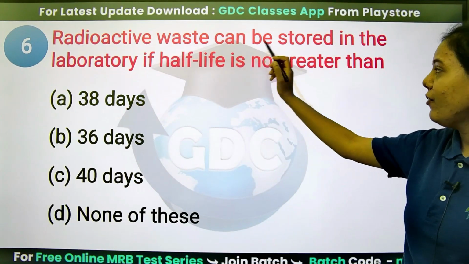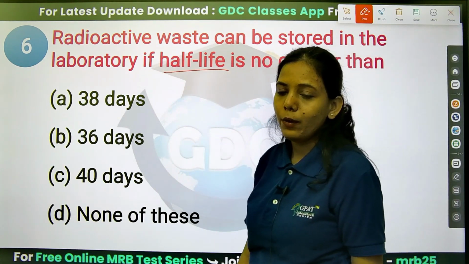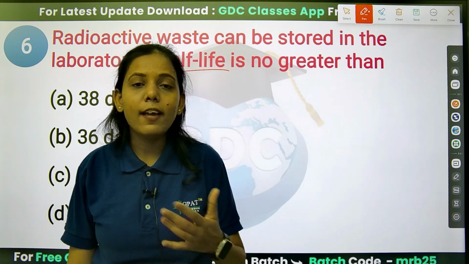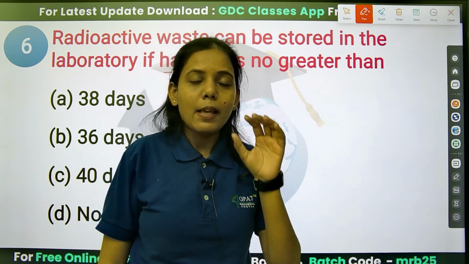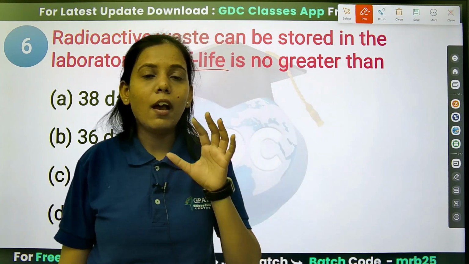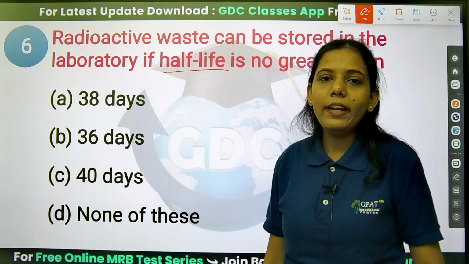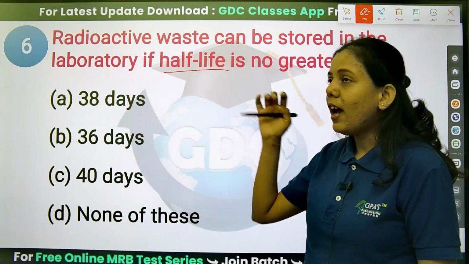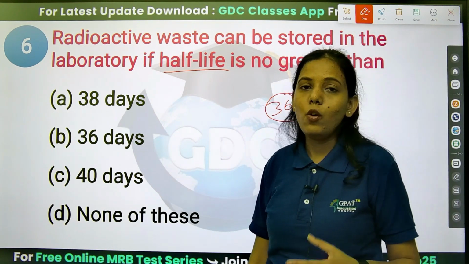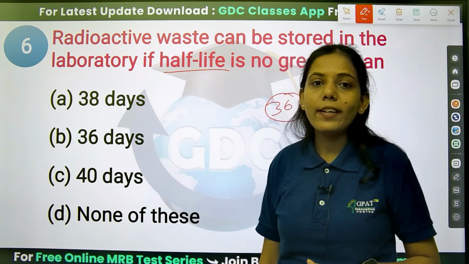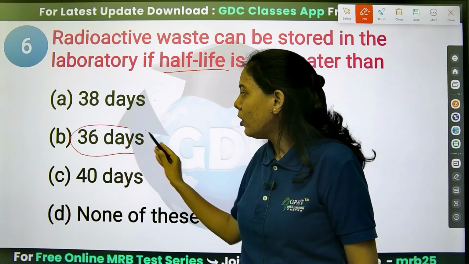Next is, radioactive waste can be stored in the laboratory if half-life is no greater than, okay, if any radioactive source is there, the half-life. T-half means how much time the sample or the substance is taking to decompose to 50% of what actually was present. So till how many days can you store in the laboratory? T half should not be greater than 36 days. If it is not having more than 36 days, then you can store in the laboratory. 38 days, 36, 40 days. So remember it is 36 days.